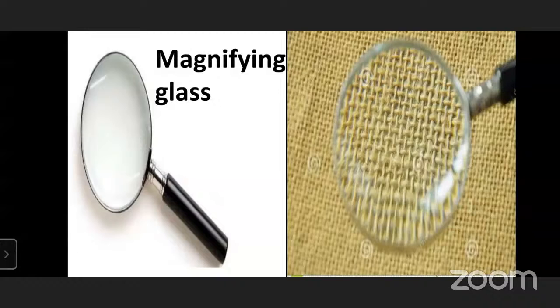You can see here the magnifying glass kept on a piece of cloth. You can see line-type, thread-type patterns. So this is how the cloth is made. Let us learn in detail about it.